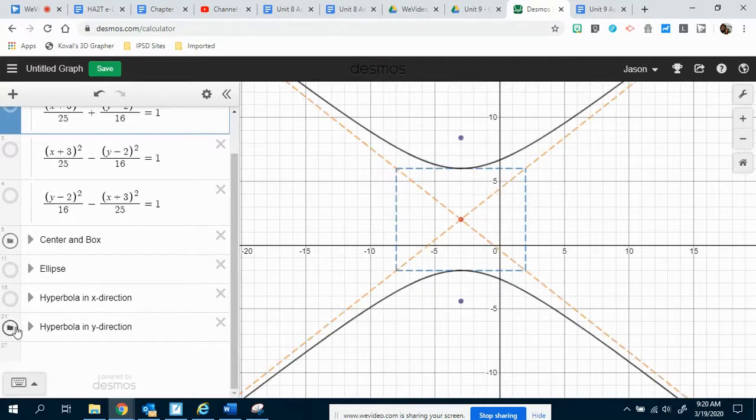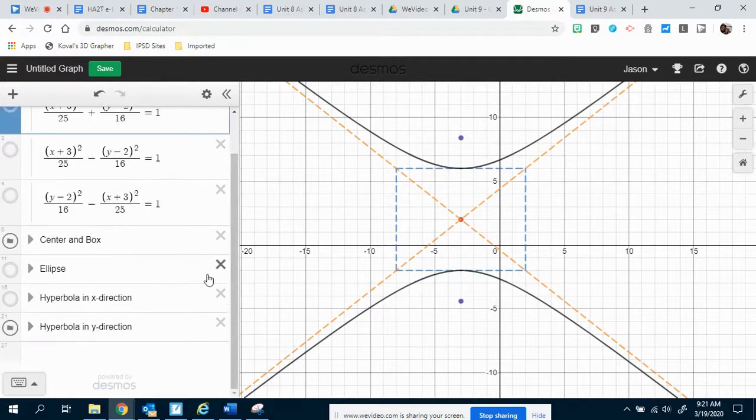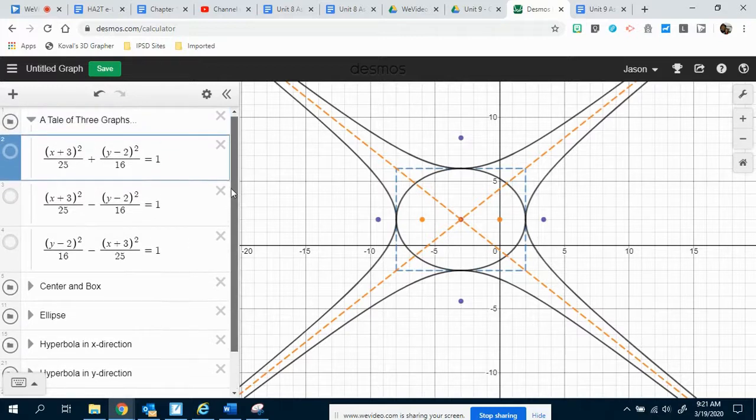And then we can also have the hyperbola in the y direction. That would be this one. And we have the exact same situation going on there. Focal length just goes in the y direction instead. But basically what happens is if we have the box and the center, all three of these graphs are centered around this rectangle.